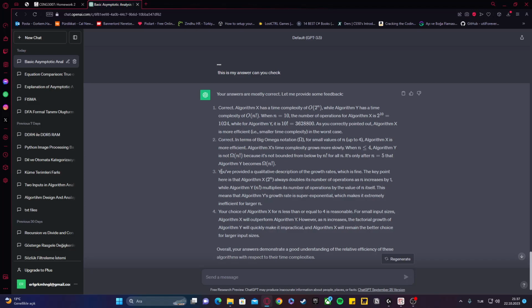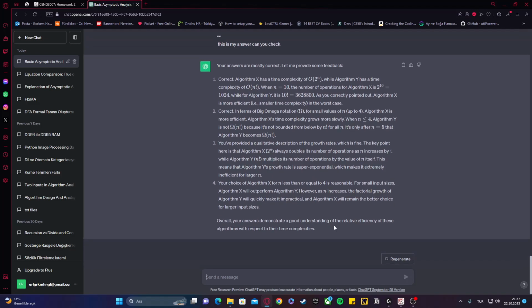yeah, you provided a qualitative description of the growth rates, which is fine. The key point here is that algorithm X, 2 to the n, always doubles its number of operations as n increases by 1, whereas algorithm U, factorial, multiplies its number of operations by the value of n itself. This means algorithm U's growth rate is super exponential, which makes it extremely inefficient for large n. Yeah, actually, I just wanted to try saying this one.